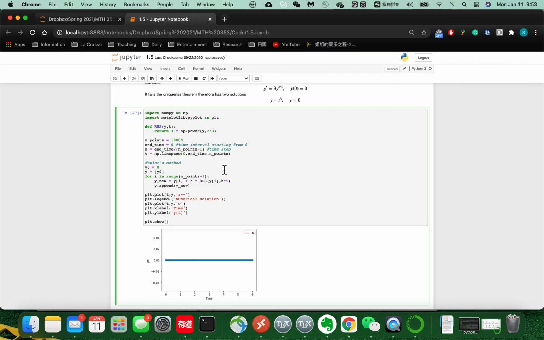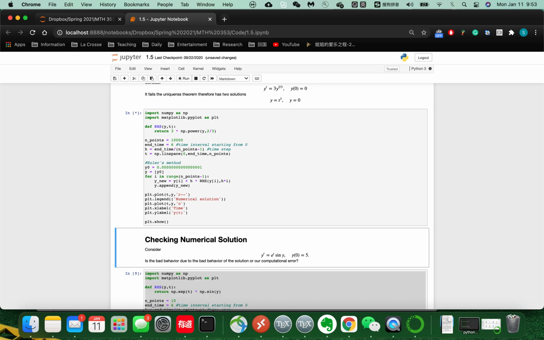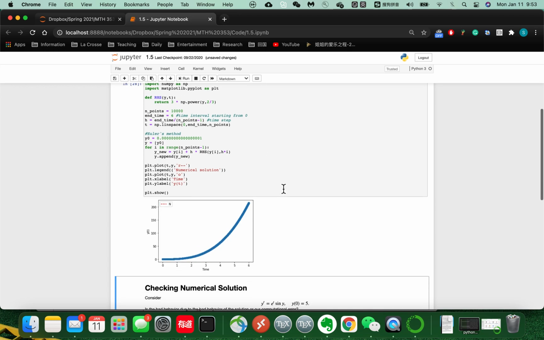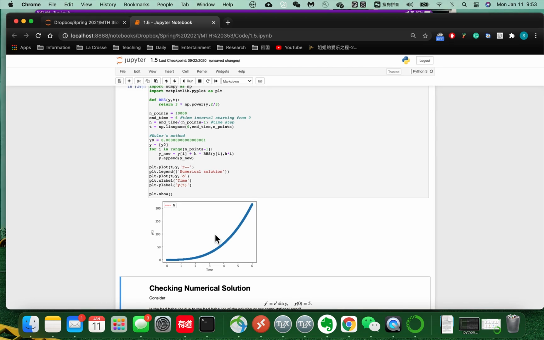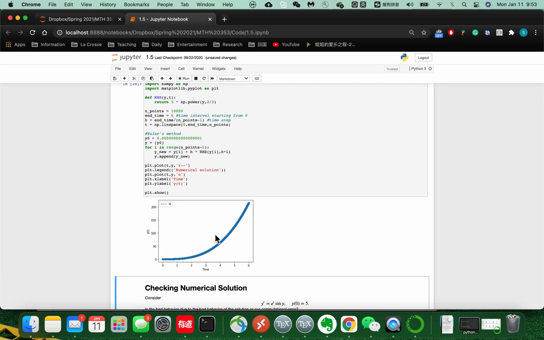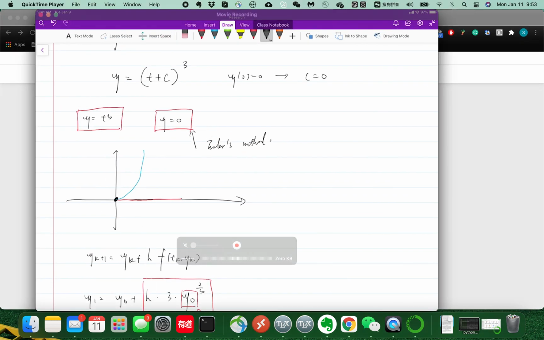One possible thing is actually you change your initial value. You start from 0, but does it hurt if you just start from 0.0001, which is barely a little bit bigger than 0, and suddenly you will have the other solution. And you can check it's y equals t to the cube. So by knowing the solution is not unique, you were able to figure out how to modify your Euler's method.